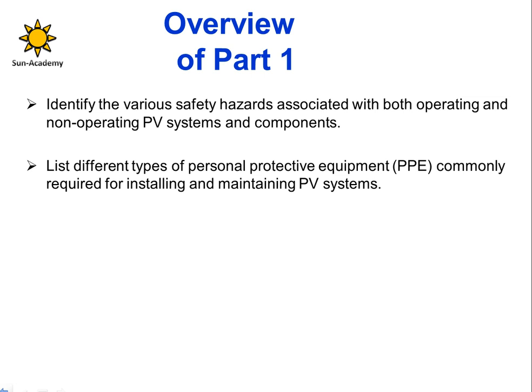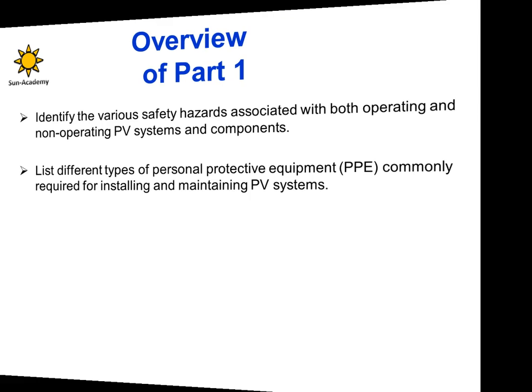In part 1, we cover the following items. Identify the various safety hazards associated with both operating and non-operating PV systems and components. We list the different types of personal protective equipment, PPE, commonly required for installing and maintaining PV systems.